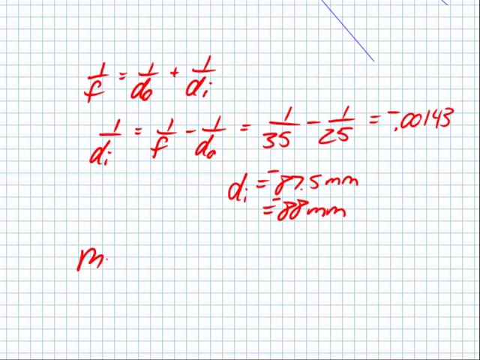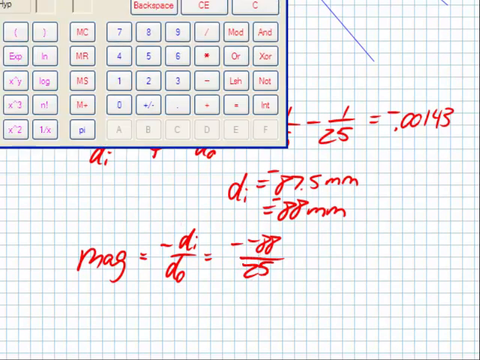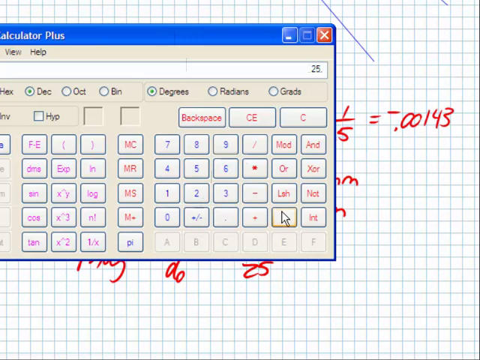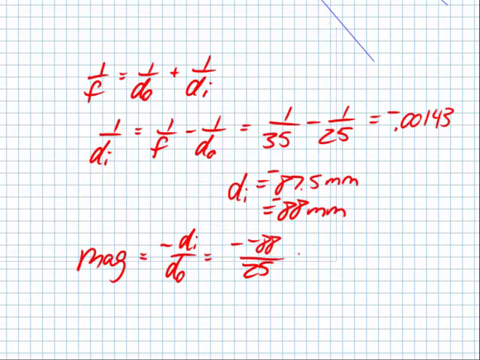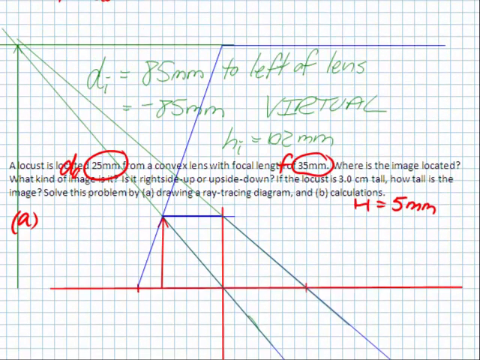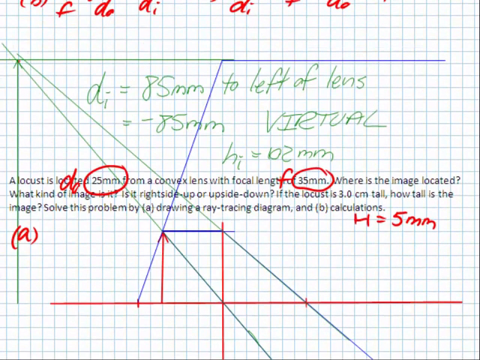The magnification is negative DI over DO, gives us negative of negative 88 over DO, which was 25. 88 divided by 25 is going to give us 3.5. So the image is 3.5 times larger than the object.